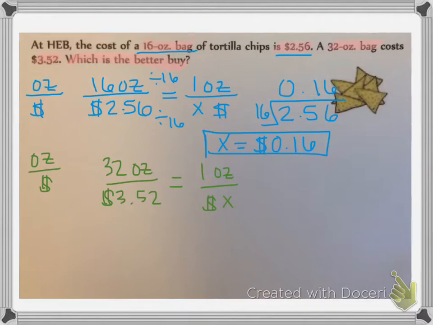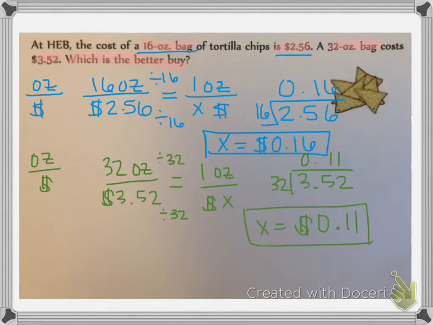Now, I notice that I have 32 and 1 on the top. The only way that I can get 32 down to 1 when working with equivalent fractions is to divide by 32. Whatever I do to the numerator, I also have to do to the denominator. So I will divide 3.52 divided by 32. Go ahead and pause the video and solve on your own. Press play to check. So we find that for the 32-ounce bag, X equals 11 cents.